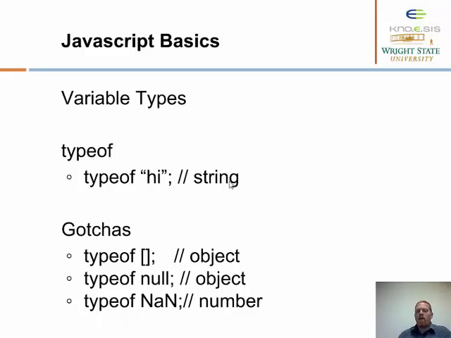Alright, so we talked about the types. If we've created a variable, var myString equals "hi", and we said typeof myString, it would tell us it is indeed a string. Same thing with a number, if it's typeof 5, it would say number. Here's where it gets weird though. Typeof this, which we would use to instantiate an array, it will say object. Typeof null, null is an object. Not a number is a number, but not a number, added to any other number, will give you not a number, so that's not really a good test for not a number.